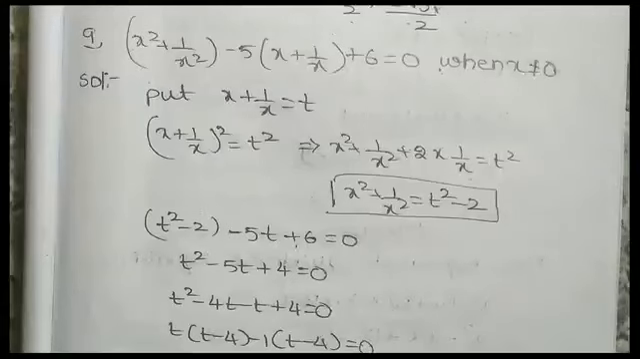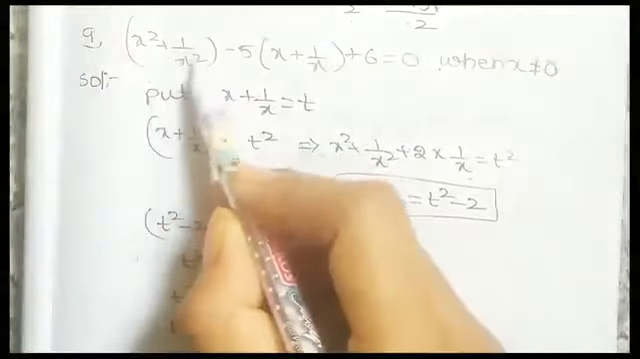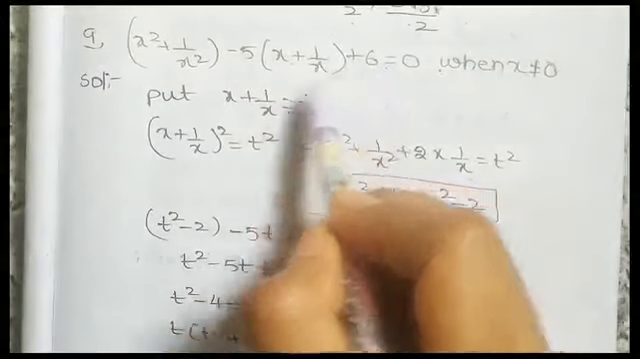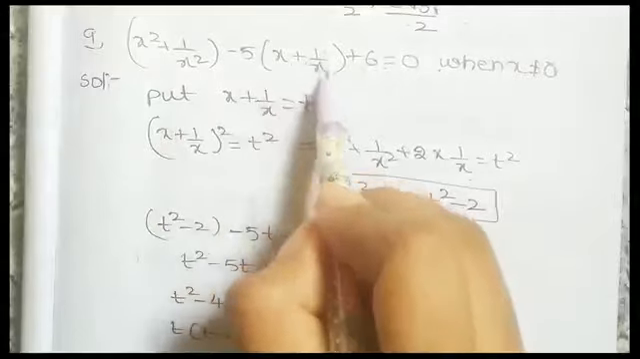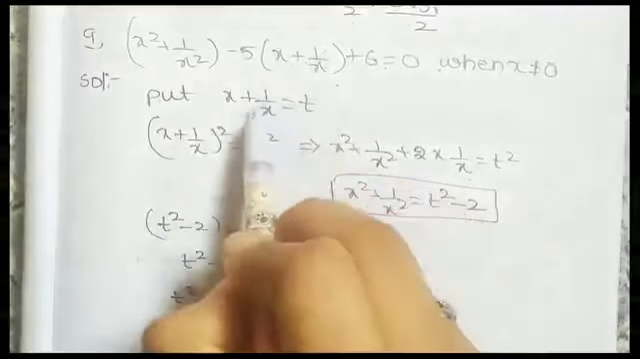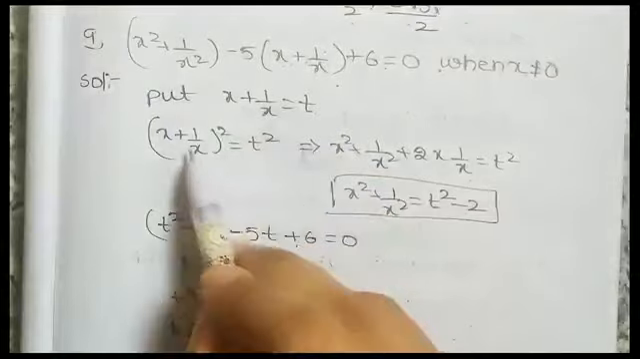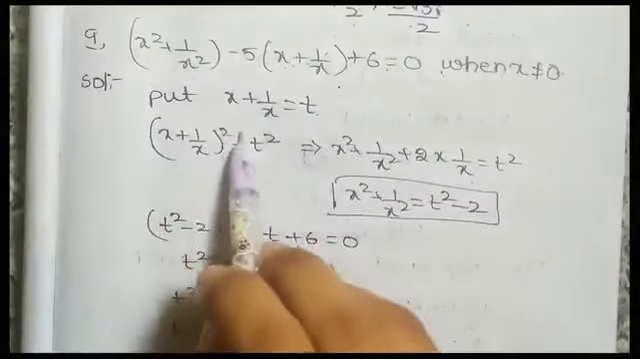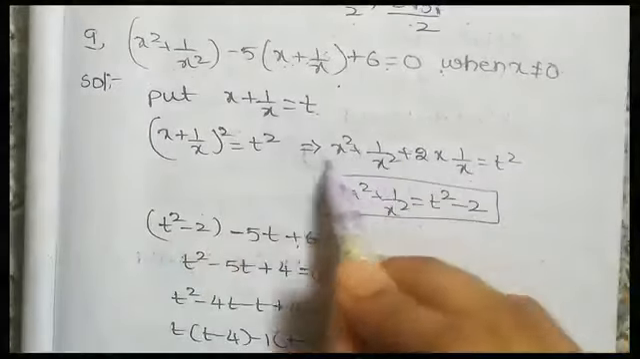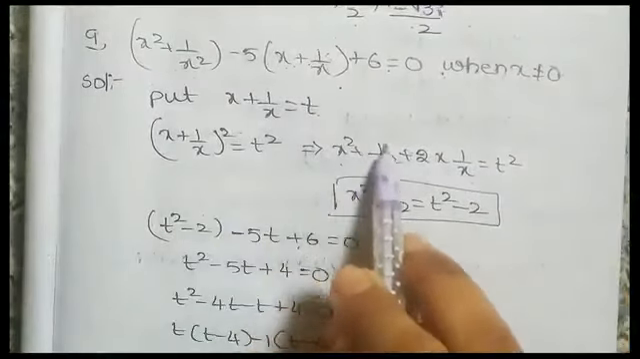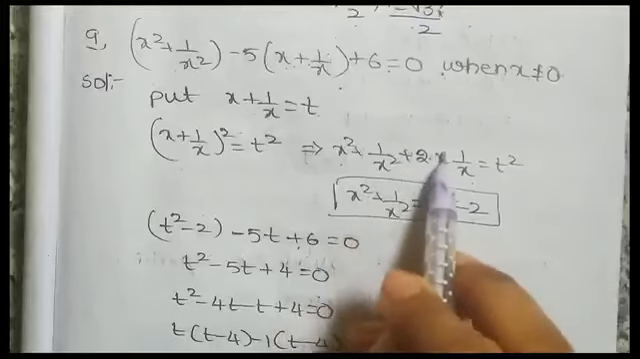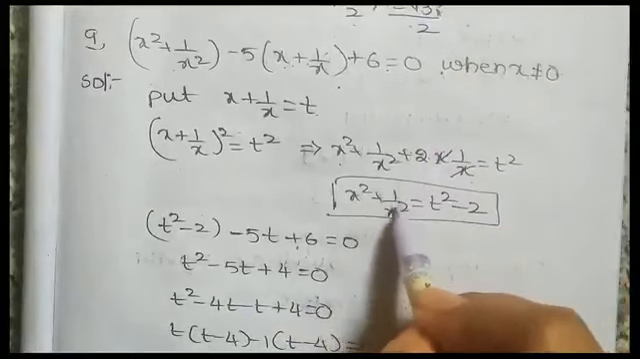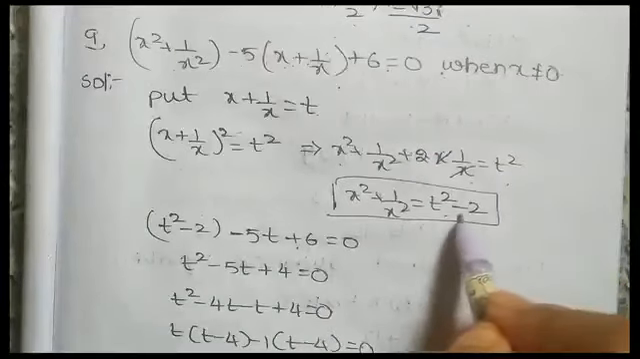Let us go to the 9th problem. x square plus 1 by x square minus 5 into x plus 1 by x plus 6. This is the given one. Here we can see x plus 1 by x is common in both of the terms. So let it be t. Now we already know x plus 1 by x whole square, t square, is equal to, expanding this term, x square plus 1 by x square plus 2 into x into 1 by x. Here x cancels. So x square plus 1 by x square is equal to, sending 2 to this side, t square minus 2.